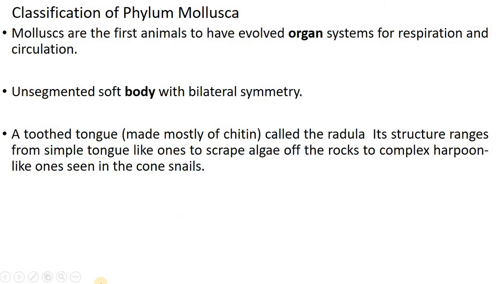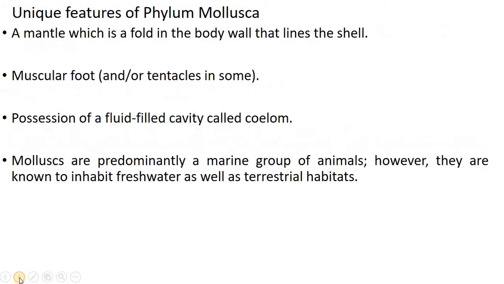As we know, this is a refreshment of the general characters. In molluscs, we have well-developed respiratory and circulatory systems. The body is unsegmented and soft with bilateral symmetry. A unique feature is the radula, a toothed tongue mostly made up of chitin, used to scrape algae, particularly in the case of Pila globosa.